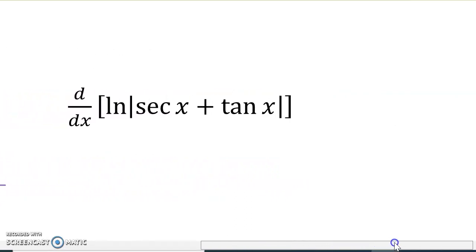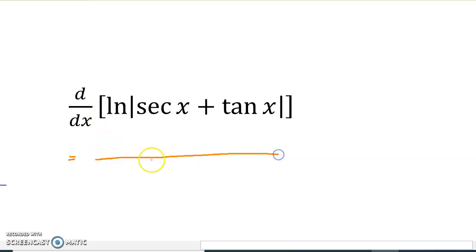This one is a little bit less obvious, but we'll try this. We'll do the same thing. It's still the natural log of u that we're differentiating. So we've got u prime over u. U is the secant of x plus the tangent of x. And in the numerator, we have u prime, which is going to be the derivative of the secant of x, which is secant of x tangent of x, plus the derivative of the tangent of x, which is the secant squared of x.